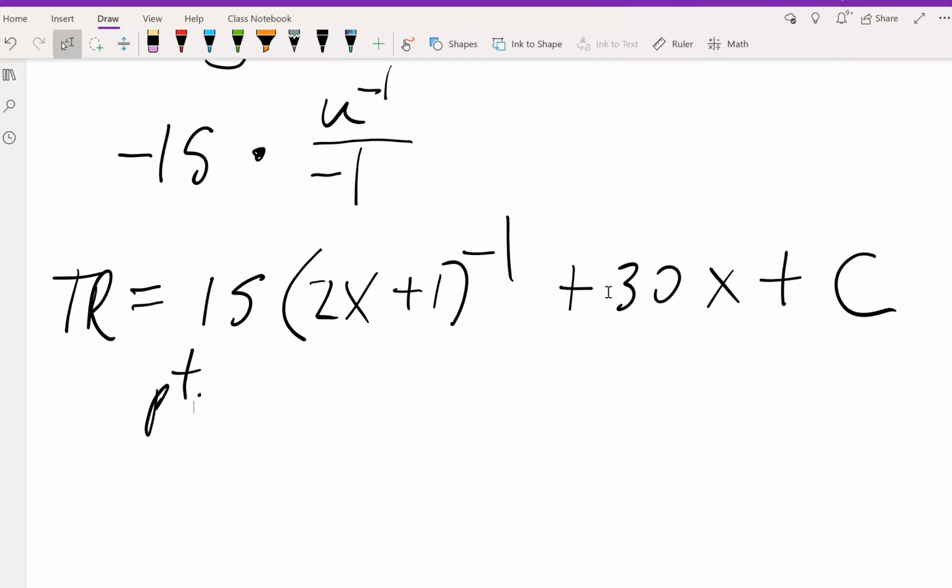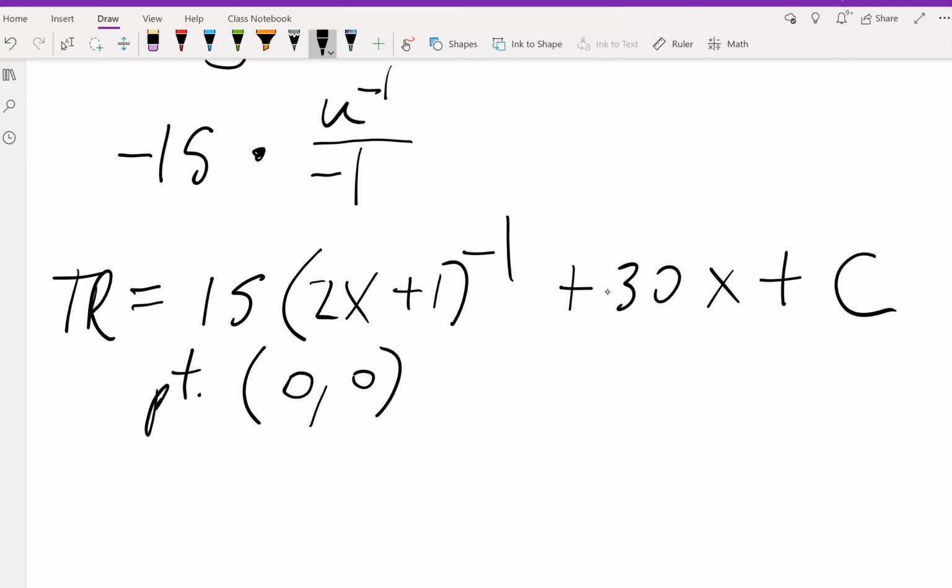So how do we find C? You need a point. The good thing about revenue, there's always a point we all know. On the revenue curve, 0, 0 is for free. That's because if we produce nothing, we don't bring any income in. So the point 0, 0 is always on the total revenue curve.